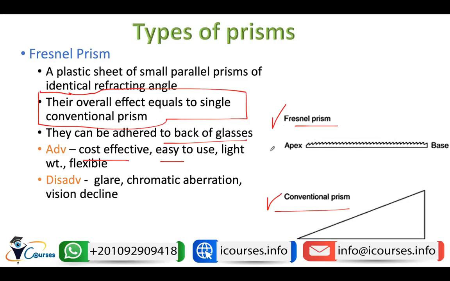But one of the major disadvantages is that since they are formed of multiple tiny prisms, they will cause degradation of visual acuity. They will cause glare, visual decline, and chromatic aberrations. So they are not the best in terms of visual acuity. These are the pros and the cons of the Fresnel prism.